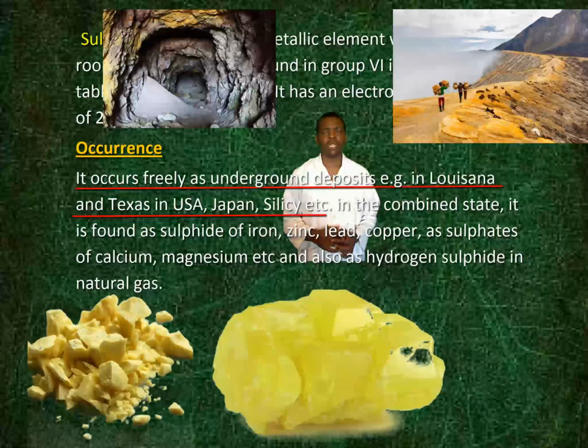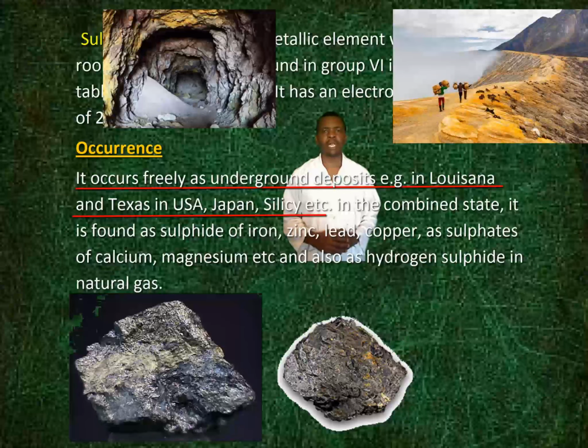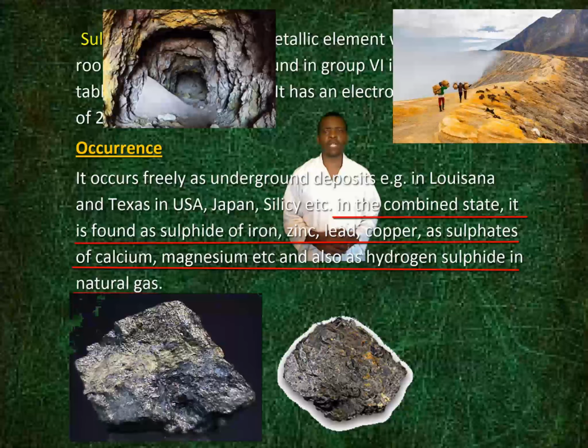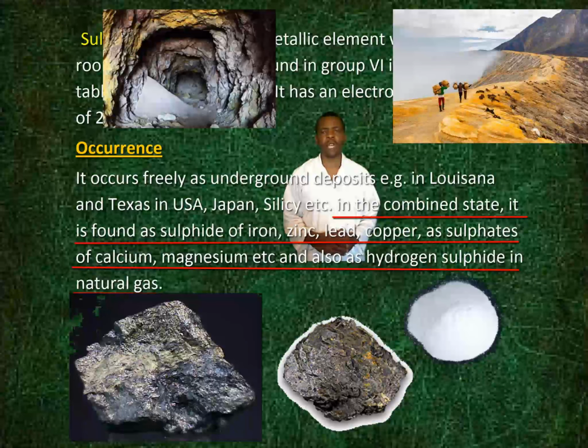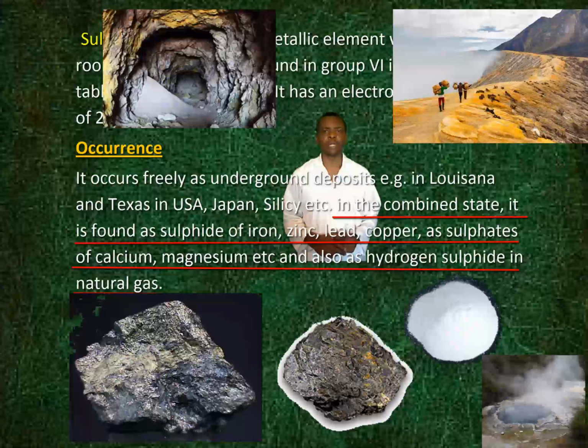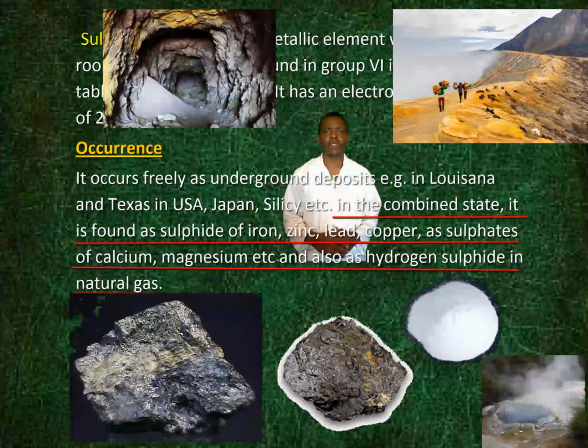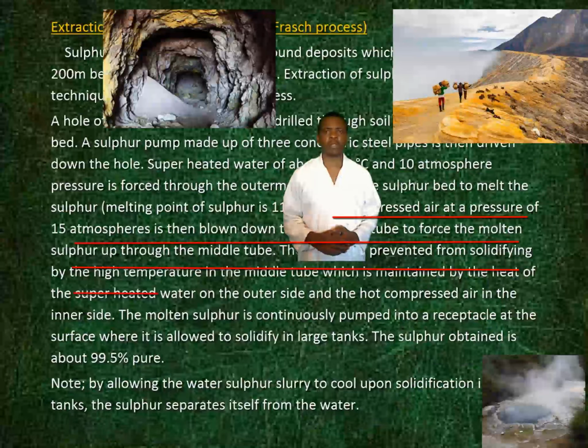Occurrence. It occurs as underground deposits, for example, in Louisiana in the USA, Japan, Sicily, etc. In the combined state, it is found as sulfide of iron, zinc, lead and copper, as sulfate of calcium, magnesium, etc., and also as hydrogen sulfide in natural gas.